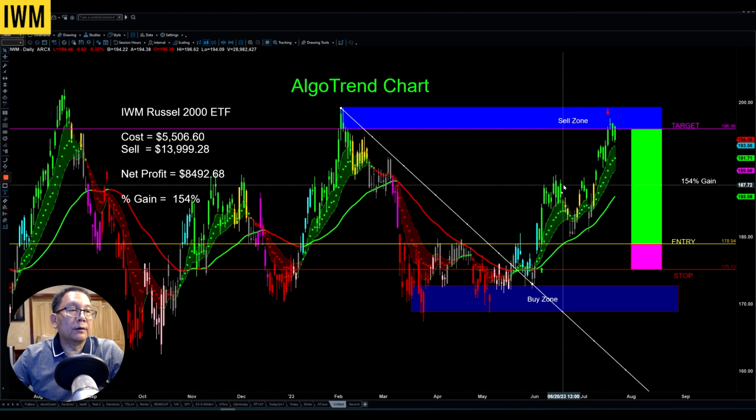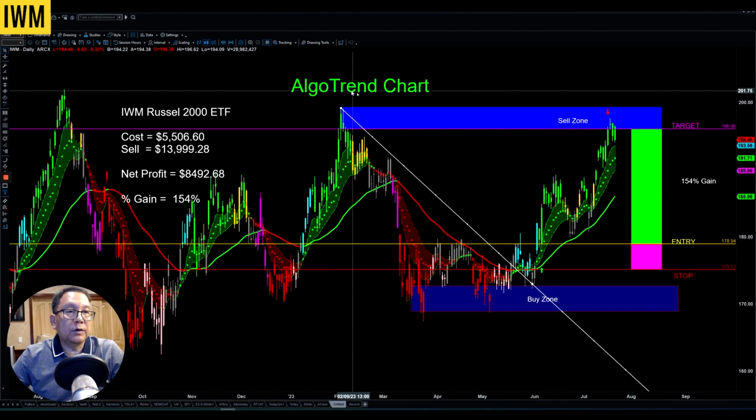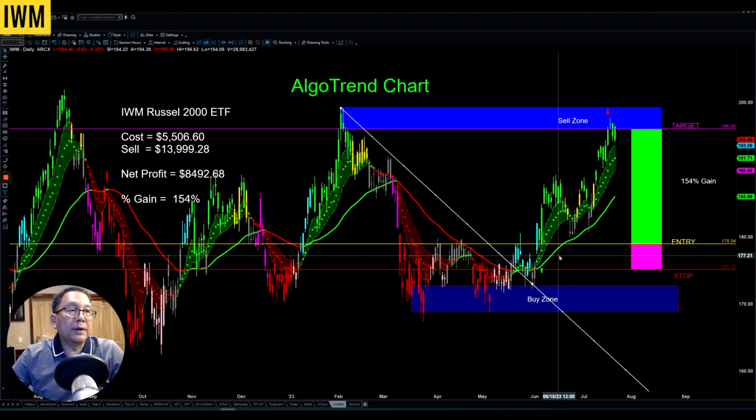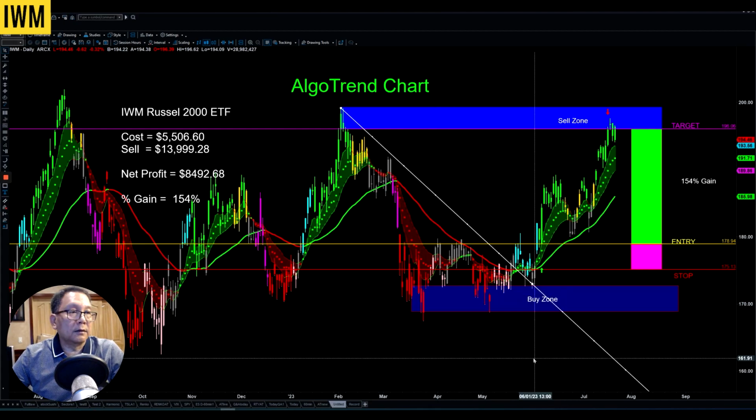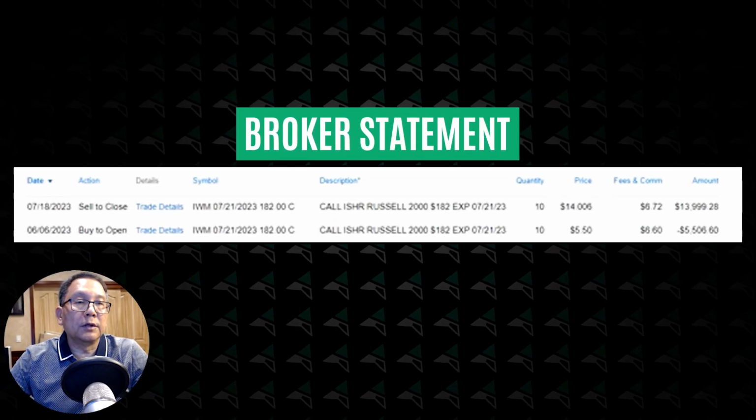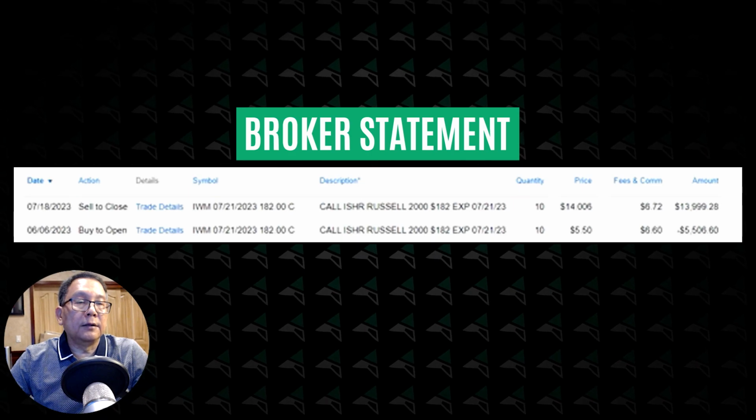It can help you define the trend. You can take a long trade here, you can take a short trade here, a short trade here, a long trade here. So you have many opportunities that you can see. The AlgoTrend chart will guide you without using any indicator. You can see it right in the chart. So this one I bought on June 6, 2023, and then I sold it on July 18, 2023.